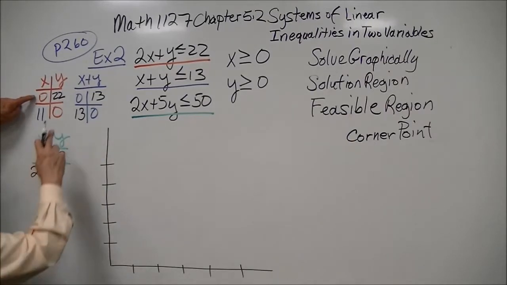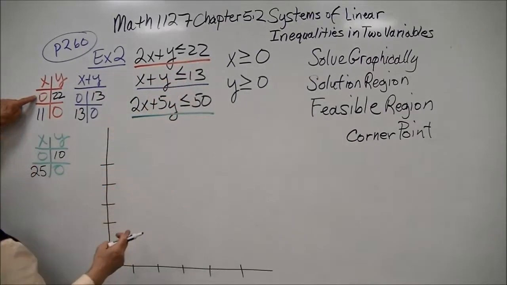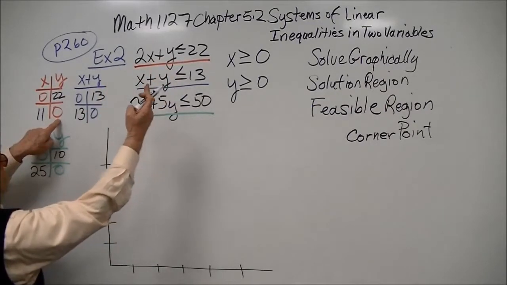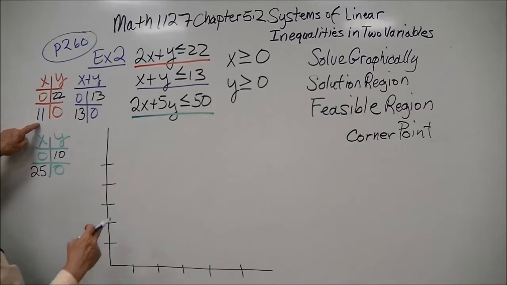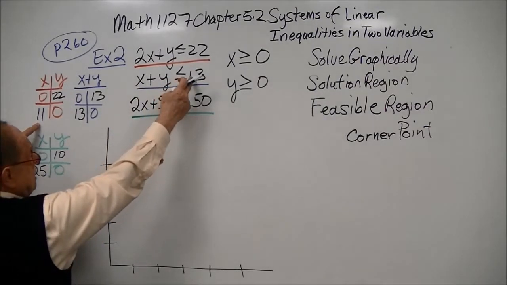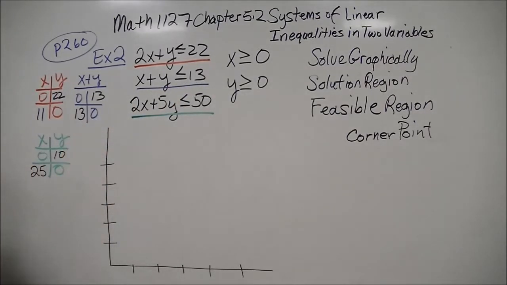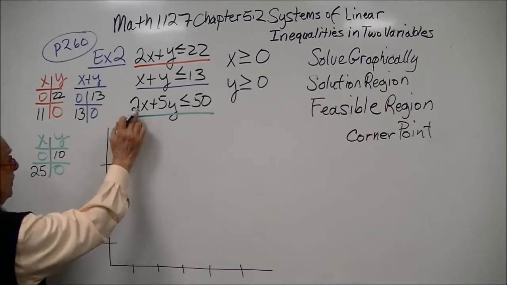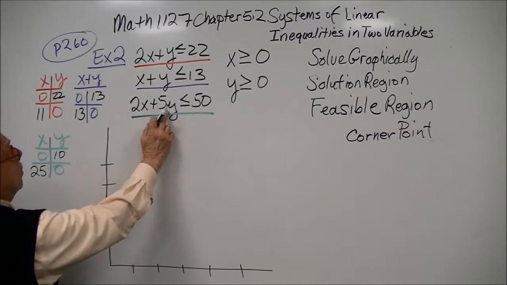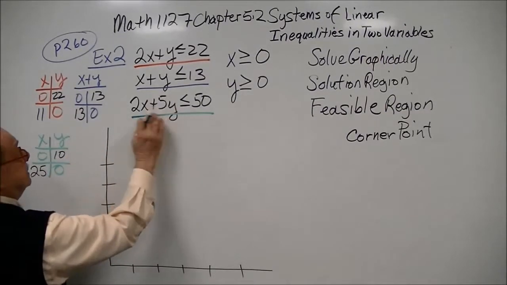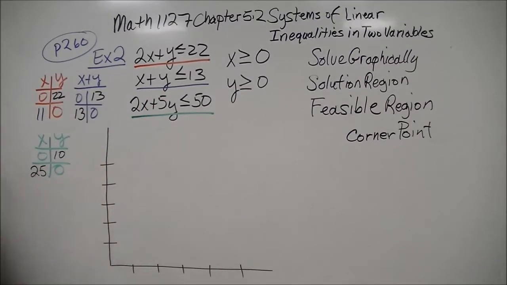Now again, if x is 0, y is 22. If y is 0, we're going to divide both sides by 2, x is 11. Here, if x is 0, y is 13. If y is 0, x is 13. That's pretty straightforward. And here, if x is 0, y, we're going to divide both sides by 5, is 10. And if y is 0, x is 25. So those are my x and y intercepts.